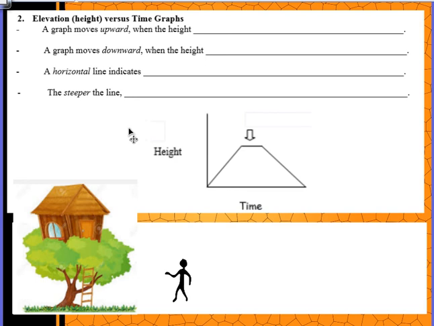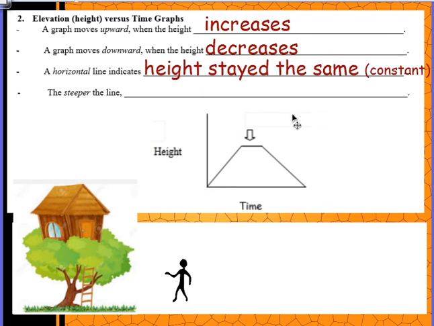So elevation, height versus time. A graph moves upward when the height increases. So as time is going on, again, time is on the x-axis, the height is getting higher and higher. The opposite of that, as a graph moves downward, so over here, it's heading down as time goes on, just means that the height is decreasing. In this example, we have another horizontal line, so the graph looks very similar to the one before. As time is going on, what's happening to the height? It is staying the same, also known as the height is staying constant.